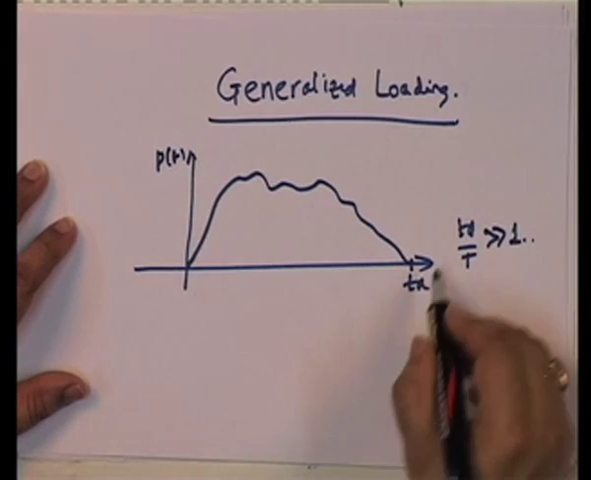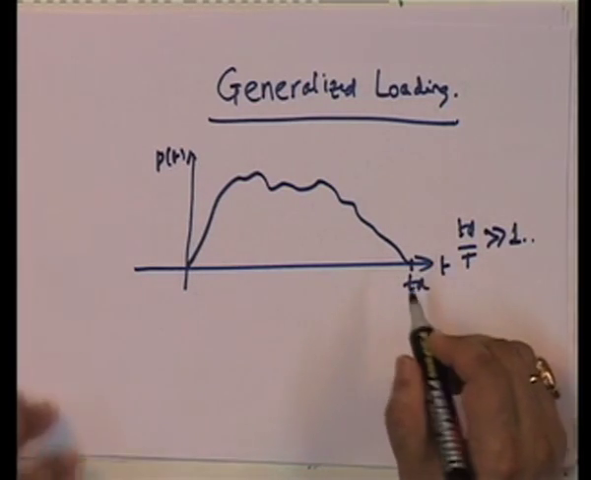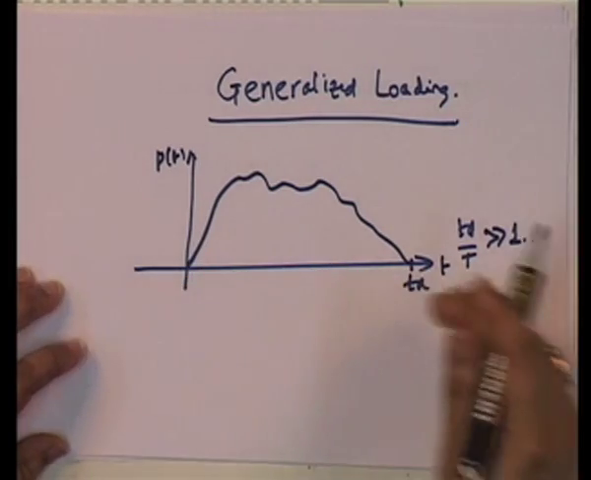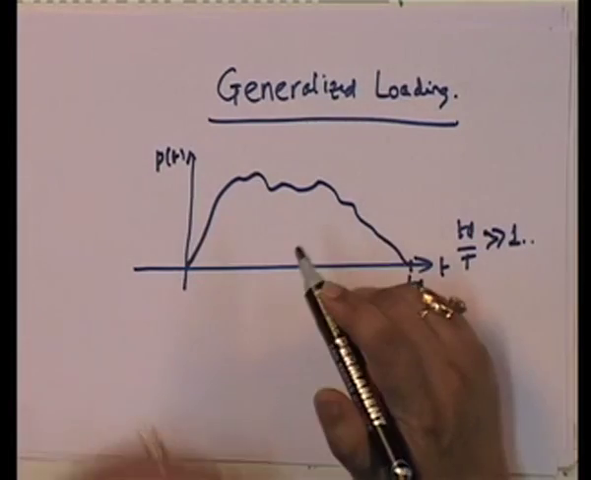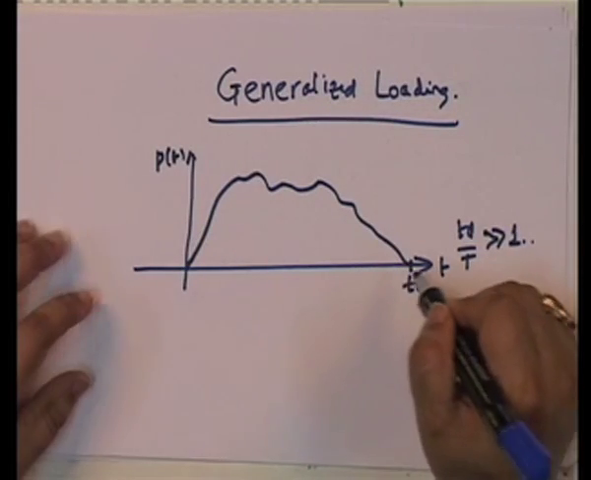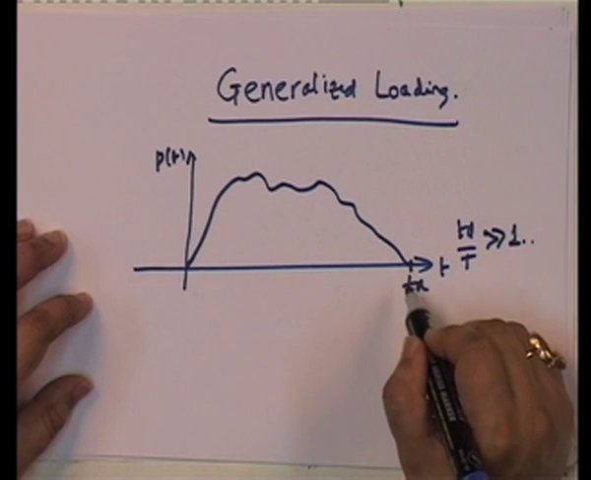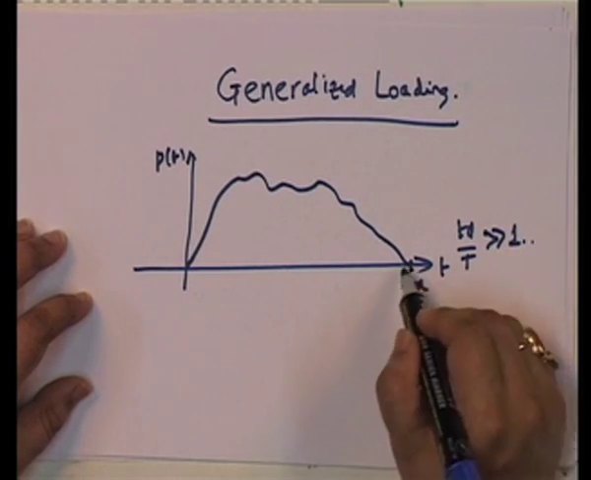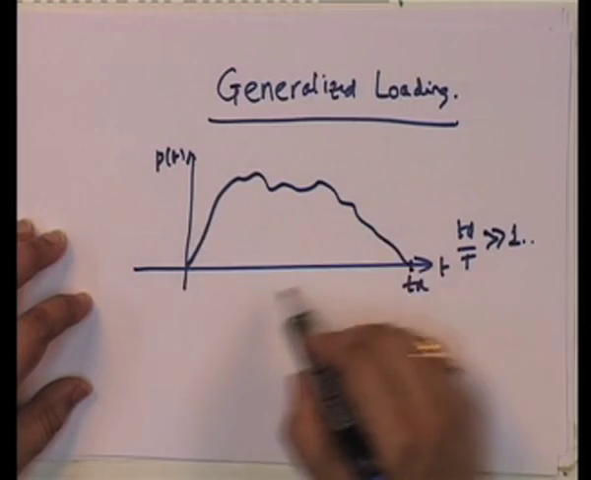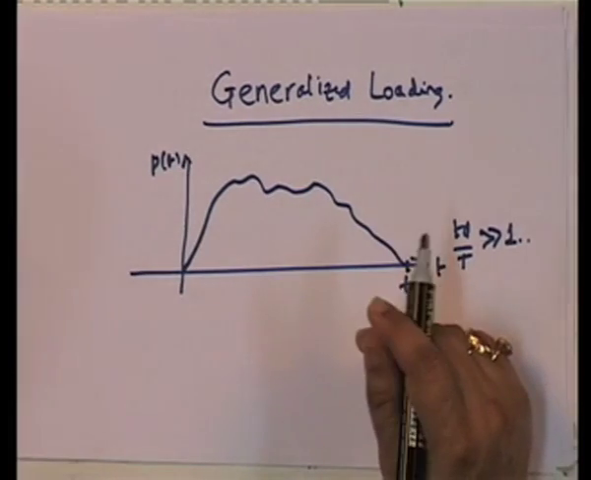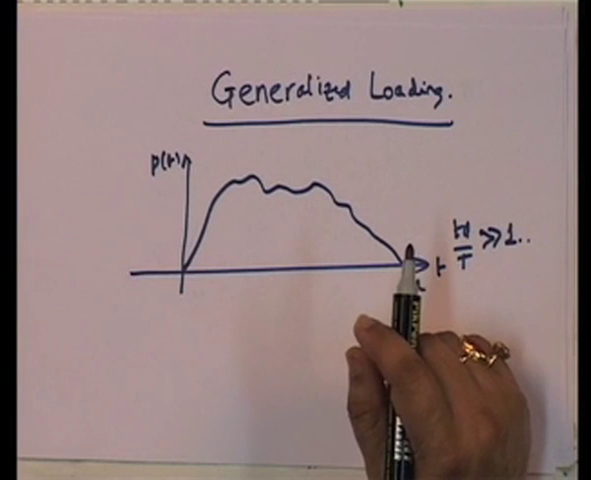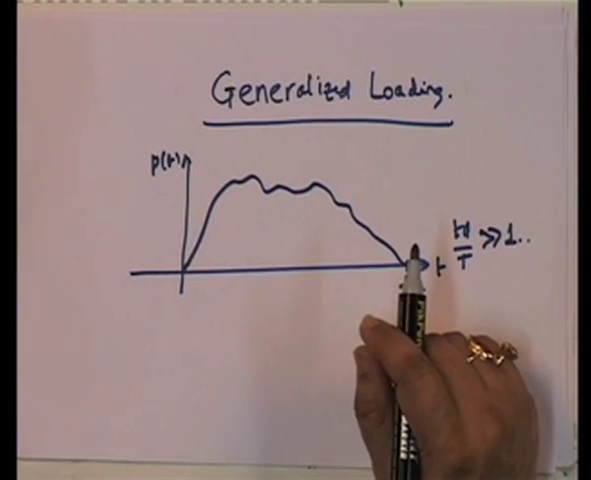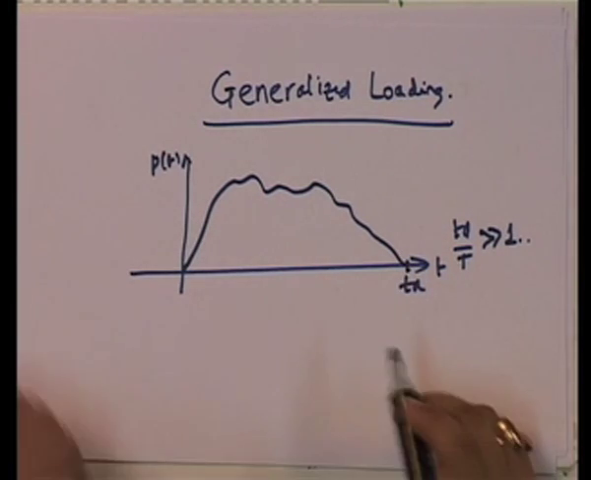Generalized loading essentially means that I have a loading that lasts for a particular duration, but the duration is sufficiently large. Why am I saying that? I do not have to look at phase 2, because my peak will occur in phase 1 itself, and phase 1 will give me the response completely. So, how do I solve this problem?